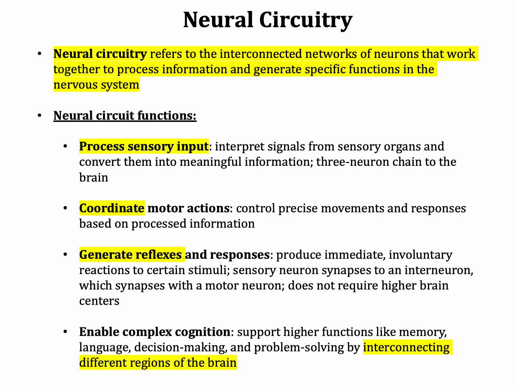Now that we've identified the components of a neuron, we've talked about different structural and functional types, we need to think about neural circuitry, which is referring to the interconnected networks of neurons, which work together to process sensory input, to coordinate muscle actions, to generate reflexes, to enable complex cognition, right? How do these neurons work together to carry out all the functions that our nervous system provides?